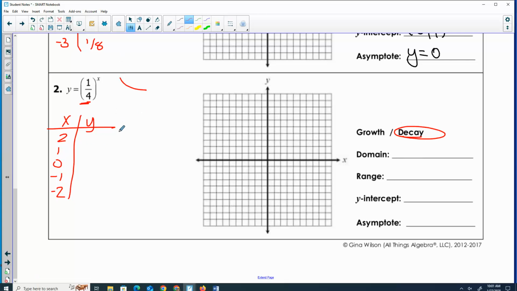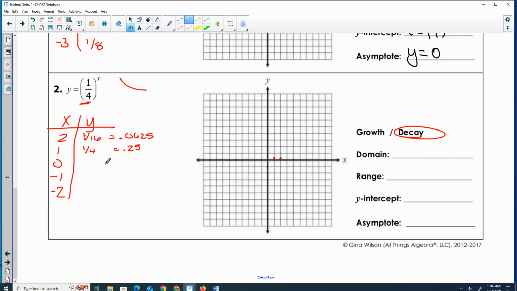So if I plug in 2, you can use your calculator. (1/4) squared, I don't care if you give me a fraction or a decimal, either one is fine. 1/16. So when x is 2, the y is 1/16. That is very small. When x is 1, (1/4) to the first is 1/4. You're welcome to use decimals here if that helps you with graphing. This is 0.25, and 1/16 is 0.0625, so you can use those if you prefer.